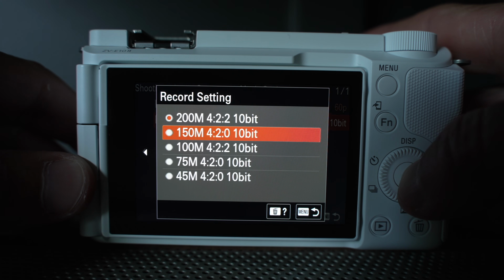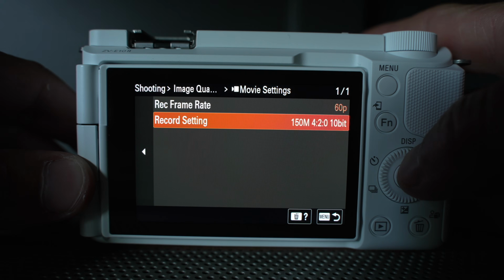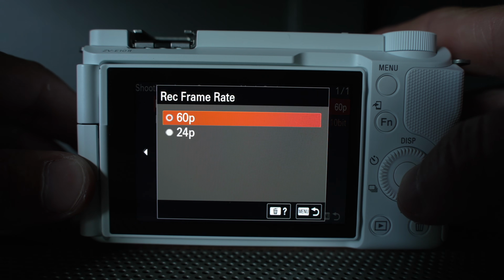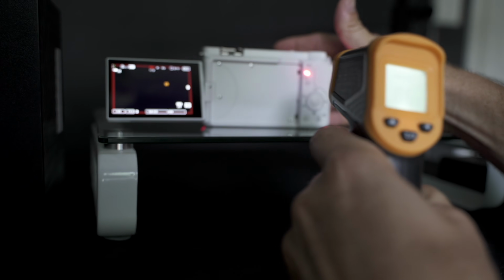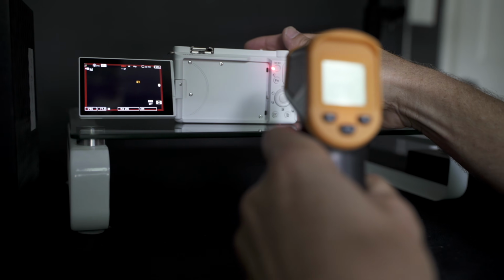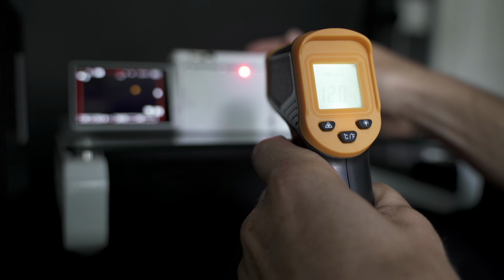Also, let's not forget that this is a test unit, so maybe the actual units that they sell when it hits the markets will be different than the tests that I did here in the studio. Also, if you did want to shoot in 422 10-bit for longer than 23 minutes, then you could get a cooling fan like this Ulanzi cooling fan. And when I tested this fan out, I could shoot indefinitely in 422 10-bit without any overheating on my a6700.